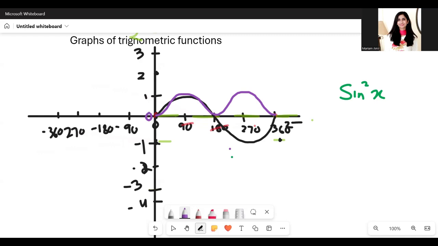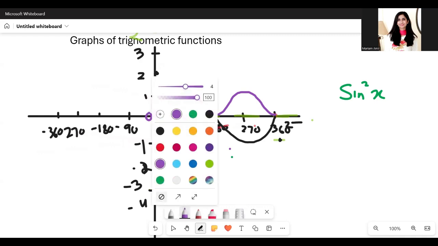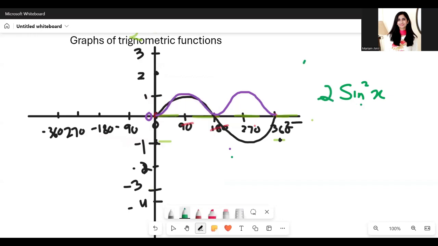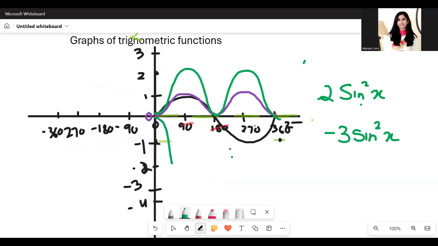Now they might ask you to double it. So then the graph of 2 sine square x would look like a McDonald's M that goes till 2. They might tell you to reflect it as well and multiply it with 3. Then it's going to be an upside down McDonald's M.